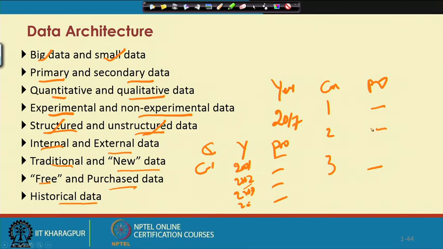In cross sectional data, time is fixed but the cross sectional units will vary, whereas in time series a particular cross sectional unit is fixed and time will vary. We will discuss this in detail at a later stage, when we need this kind of understanding.